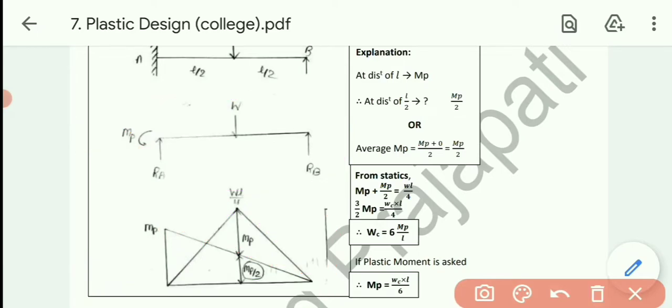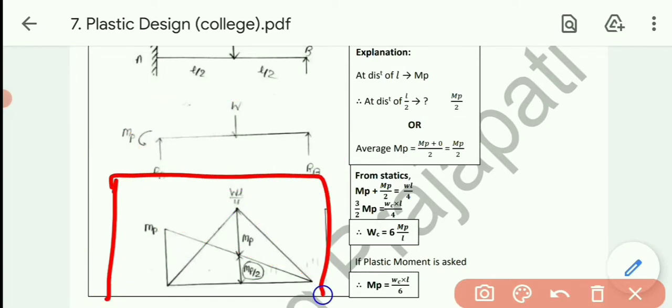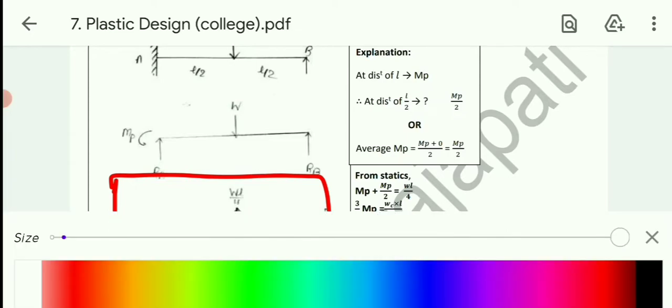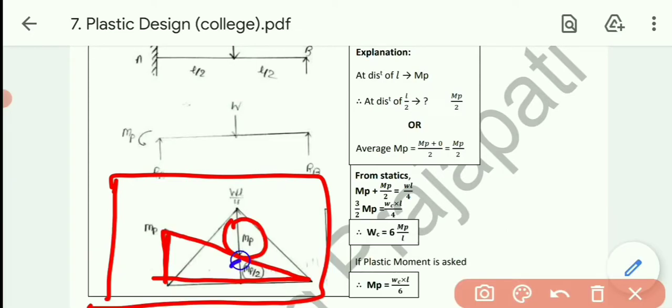Now solving this one. Talking about moment, the basic rule is that once we draw this moment diagram, the moment above it is final. This one is the fixed support, where MP will be produced over here. Now we need to calculate this moment.